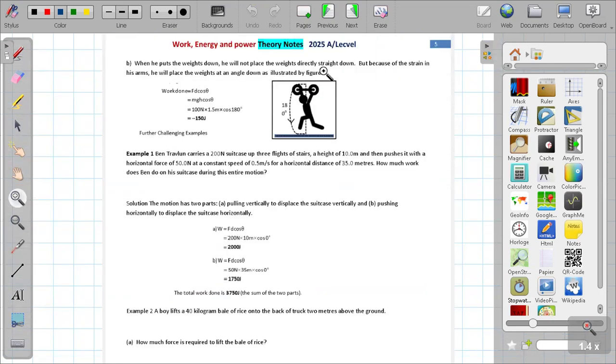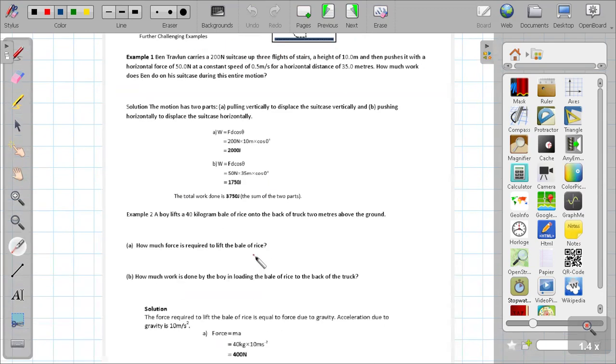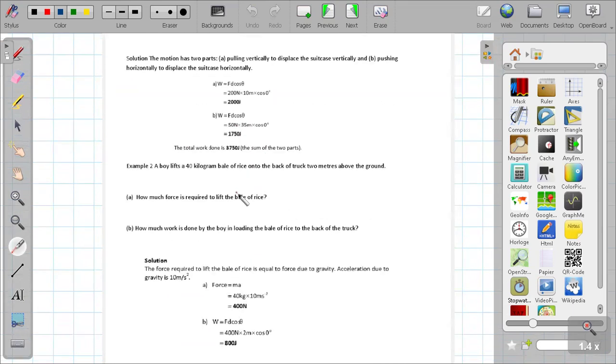When he puts it down, now it is directly straight down, but because of the strain in his arms, he places the weight down at an angle of 18 degrees. Now, the amount of work is still 150, but it is negative work. Earlier you did it upward, now it is downward. So even though energy is a scalar quantity, there are positive and negative amounts of work. If the work is done by the system, it is negative. If the work is done against the system, it is positive.